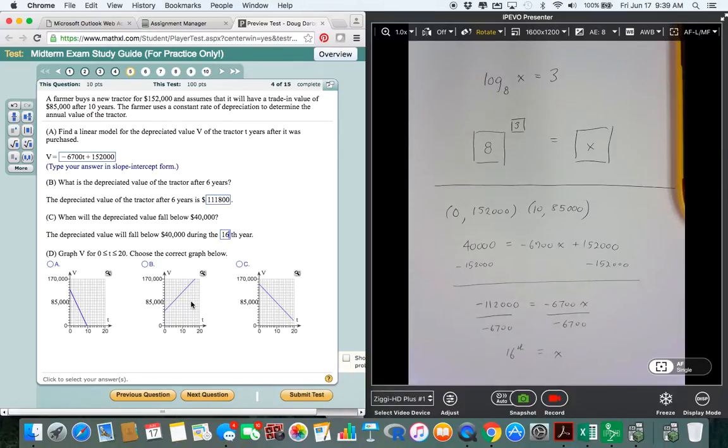Now graph this, and what we can see is clearly B can't be, and it looks like, after 10 years, our depreciated value is 85,000. So if I come over here to 10 and come up there, I should come across to about 85,000. See, here I don't. This graph right here would say at 10 years the depreciated value is 0. Plus it doesn't start high enough to accommodate for this 152,000. So gang, I feel really good about C.